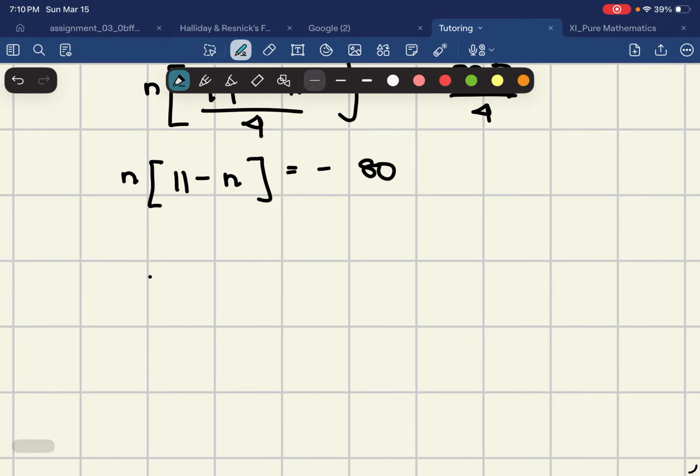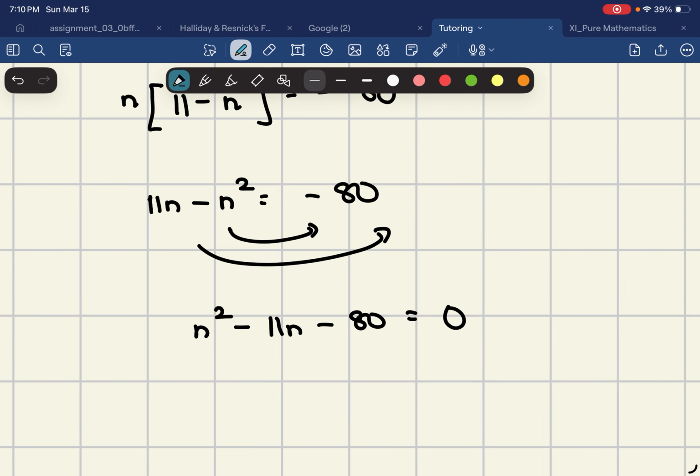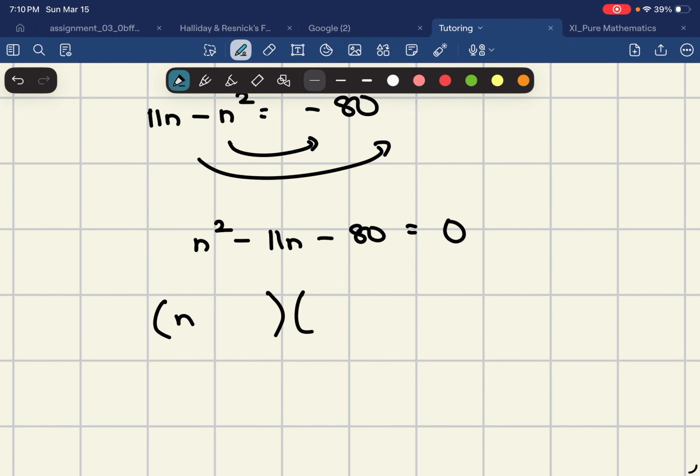And it follows that 11n minus n squared is negative 80. So if I take everything to the other side, I get n squared minus 11n minus 80 is equal to 0. And now let's try to factorize this, because n has to be a whole number, a natural number, a counting number. So when we try to factorize this, we need two numbers that multiply to give us 80. So that's 8 and 10. 8 10s are 80, but they don't add up to negative 11. So let's think about it.